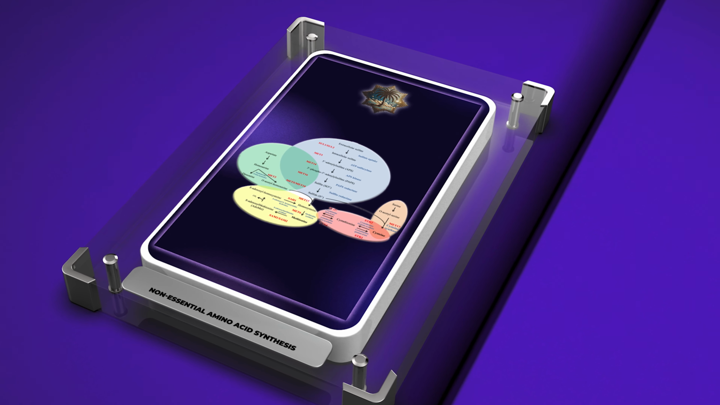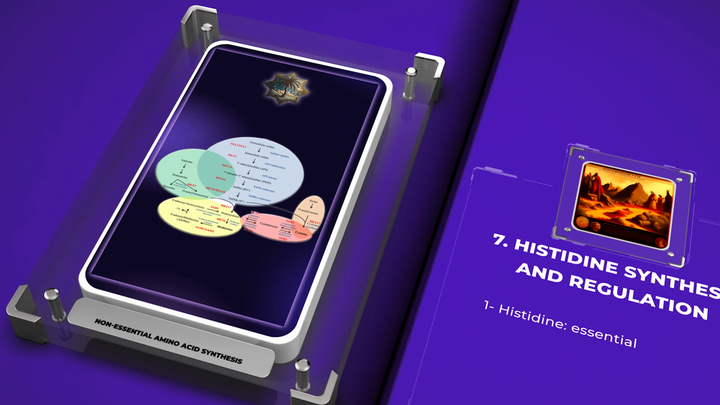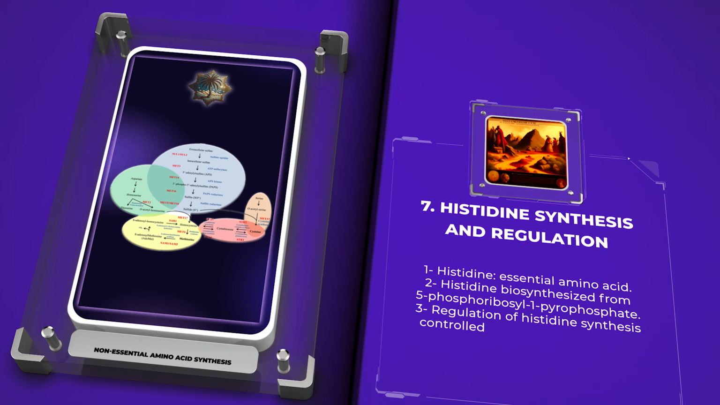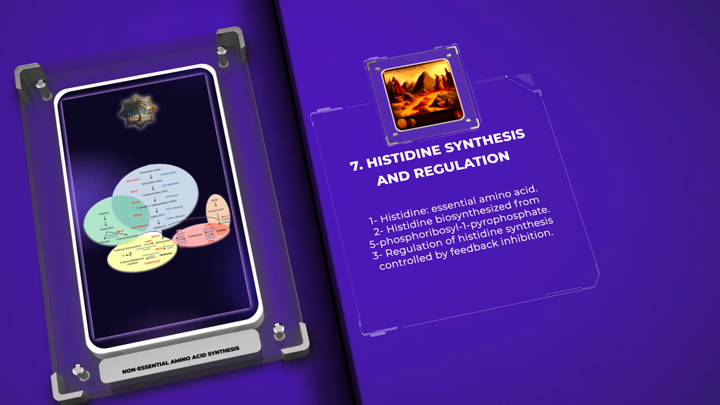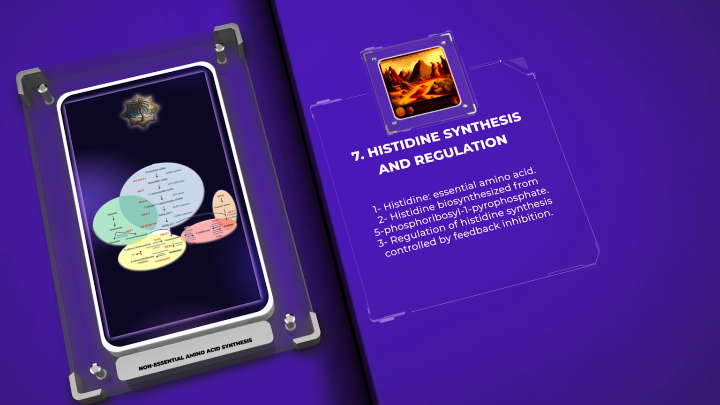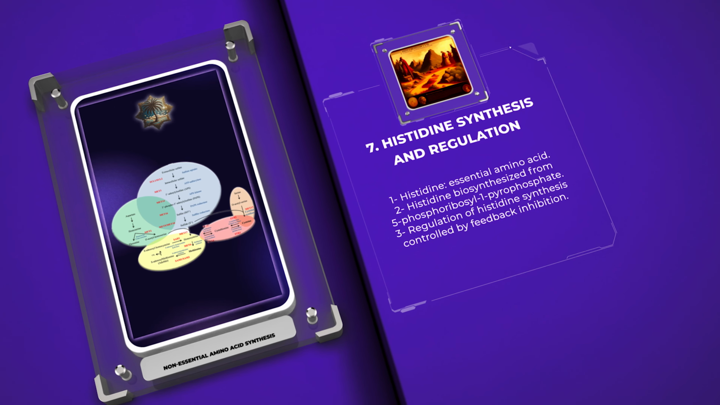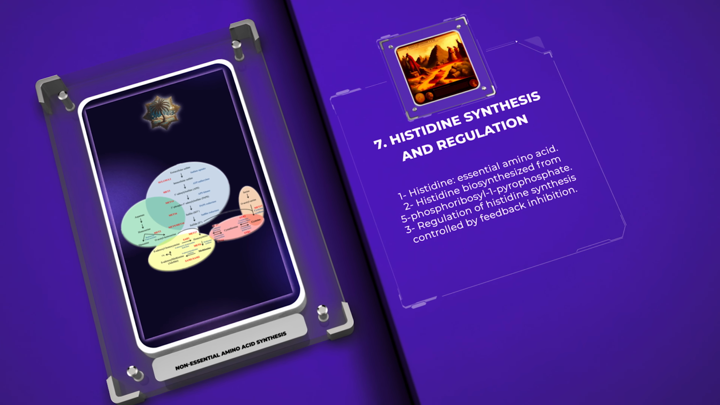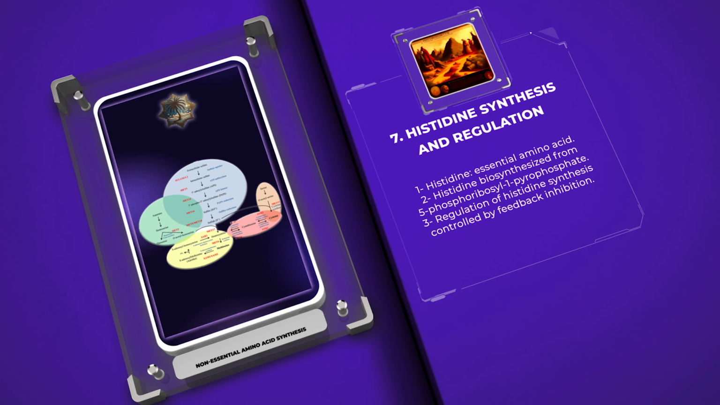Histidine is an essential amino acid that cannot be synthesized in sufficient quantities by the human body. Therefore, it must be obtained through the diet. Histidine can be biosynthesized through multiple enzymatic reactions, starting from 5-phosphoribosyl 1-pyrophosphate and involving different intermediate molecules. Regulation of histidine synthesis is primarily controlled by feedback inhibition, where the final product, histidine, inhibits the enzymes involved in its own synthesis.